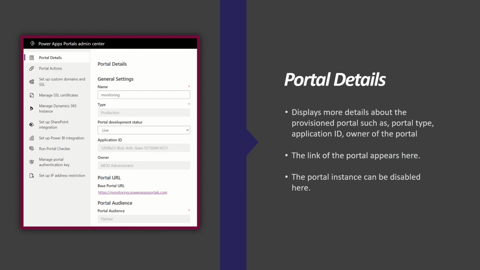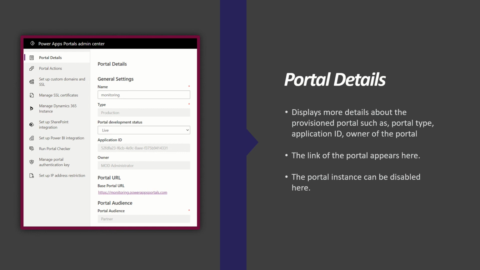So the first thing is the portal details, so you can see the portal name, and the type of your portal, whether it's a trial and it will get deleted automatically in 30 days, or it's a production, so it will remain there as long as you decide to keep it there. There is a portal development status, so you can check whether it's just a development portal or it's a live version and people are using it.